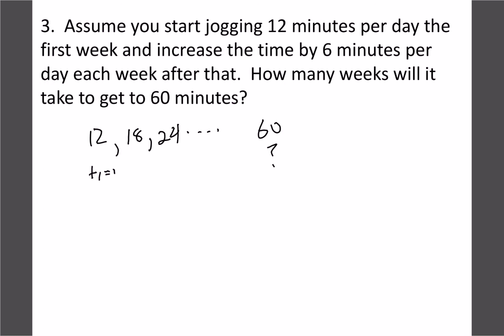Term 1 is 12. Our D is 6, and our term N is 60. So we're looking for N in this case. So let's plug all that in. So we'd have 60 equals 12 plus 6 times N minus 1.